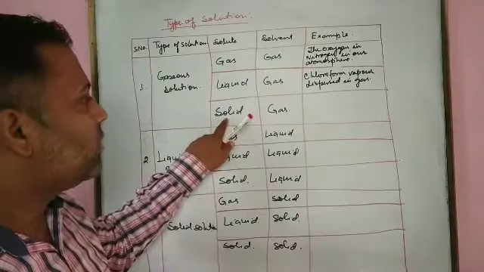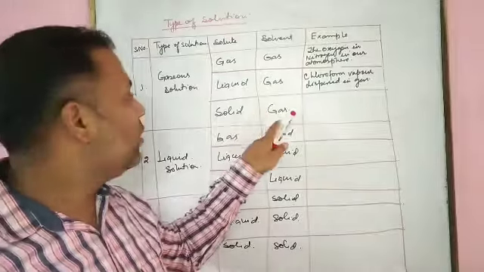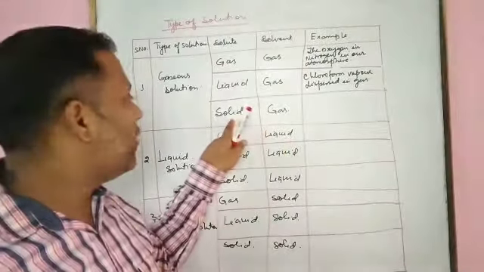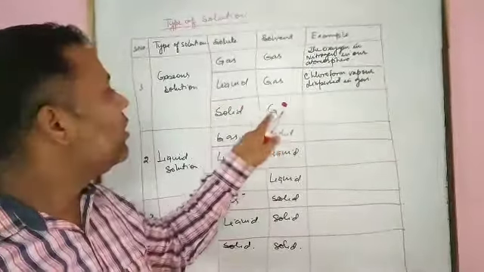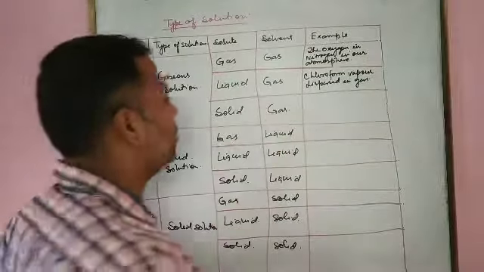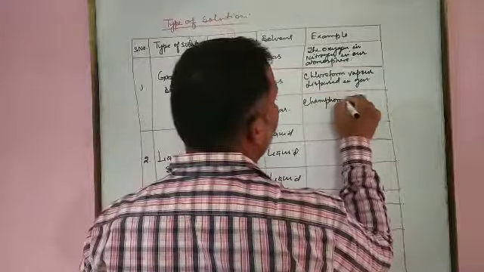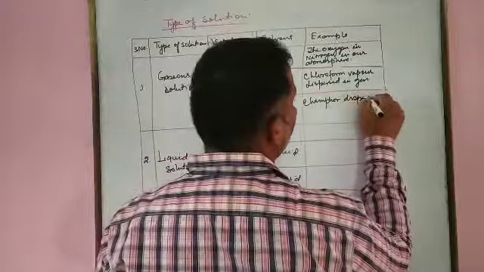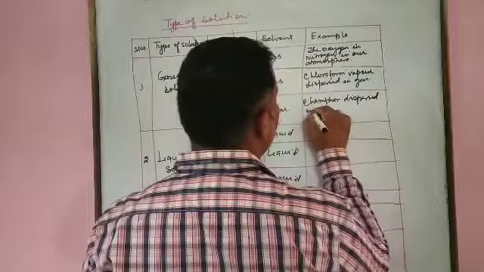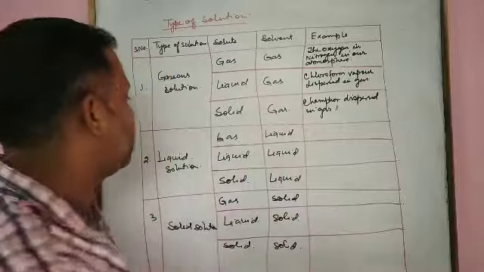The next one we will discuss is the solid in gas. The camphor dispersed in gas. The camphor, which is in solid state, dispersed in gas is an example of solid in gas solution. Camphor dispersed in gas is an example of solid in gas solution.